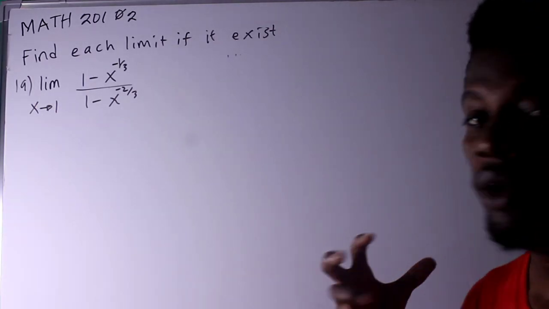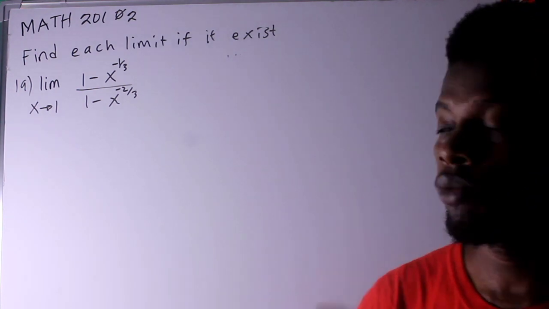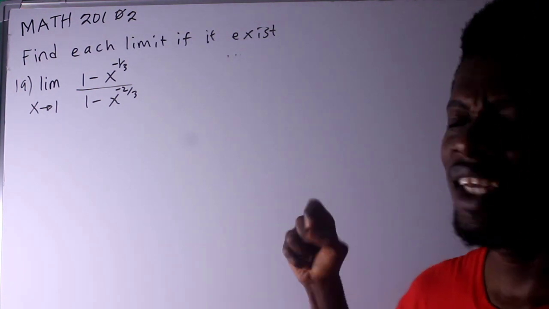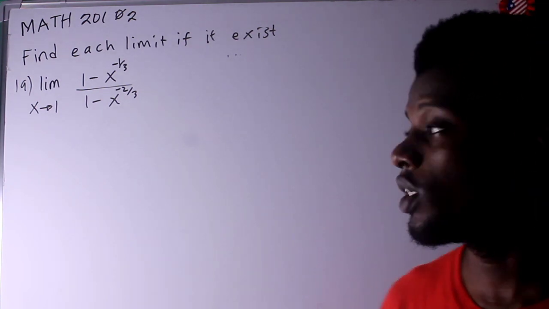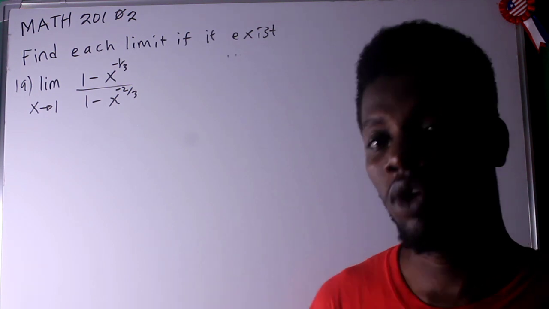So this is question number 19, ladies and gentlemen, and we're almost done with the series. We have one more question to go. We are told to evaluate the limit of 1 minus x raised to the power of negative 1 over 3, divided by 1 minus x raised to the power of negative 2 over 3.